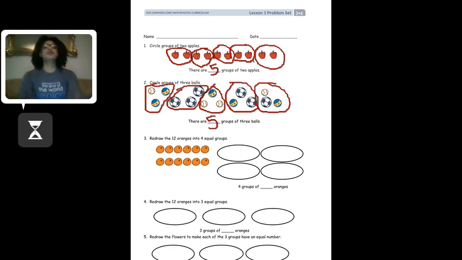So the first thing I'm going to do is I'm going to grab my red pencil again because I really like using red. And let's see, redraw the 12 oranges into 4 equal groups. So each time I put an orange in the basket, I'm going to cross it out, and I'm going to do it by basket. Each time I cross out the orange, I'm going to put it in the basket to make sure they're all equal. So let's get started. So my first orange, I'm going to cross it out, and then I'm going to draw it in the first basket.